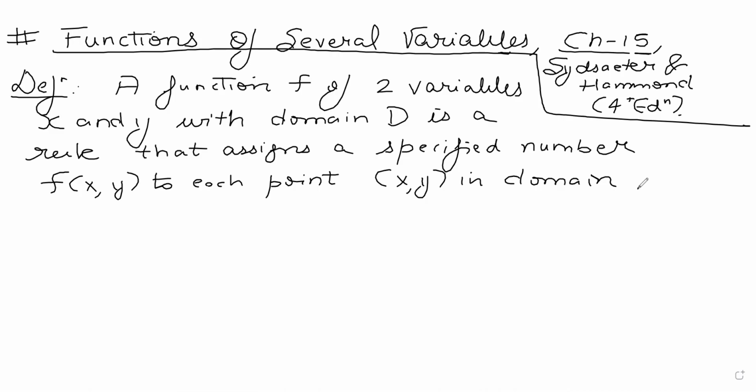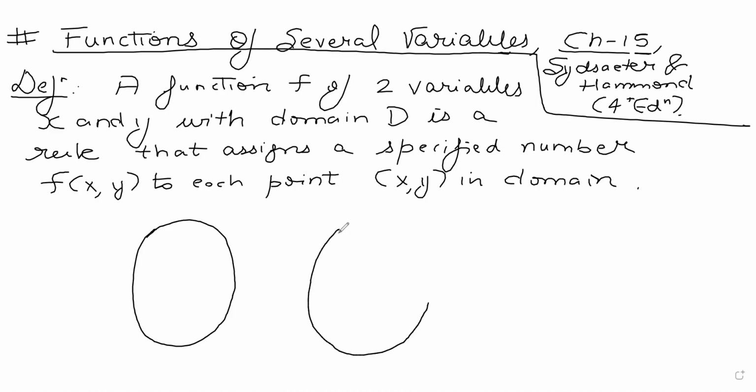Okay, so a function f of two variables x and y with domain capital D is a rule which will now assign a specified number f of x, y to each point (x, y) in the domain. If I show this to you using a diagram, remember we used to draw diagrams like this in the MME-1 course. This is my domain. This is my codomain. And all of you can recall all the elements in the codomain which have a pre-image in the domain are called the range.